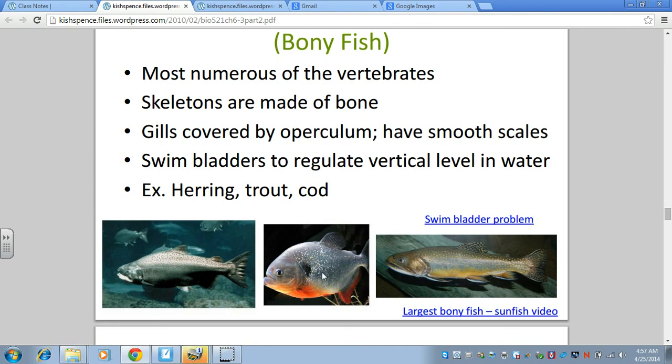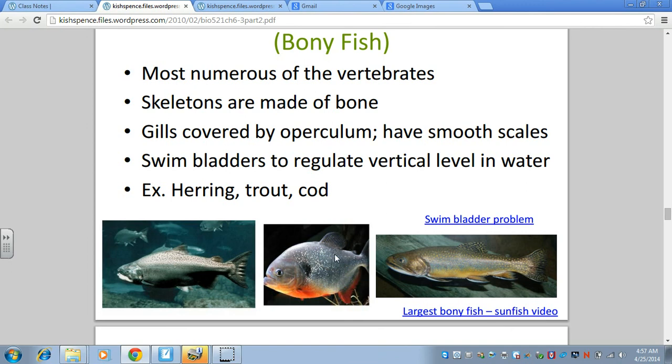And some neat facts about their scales. I'm not sure if it's true for all fish, but for a lot of fish, you can tell their age, kind of like the rings on a tree. They have rings on their scales, so you could count the rings on their scales. I never knew that, which is kind of cool.